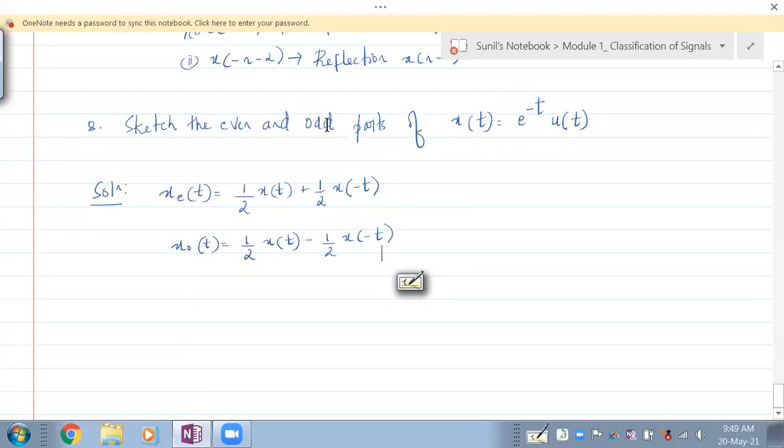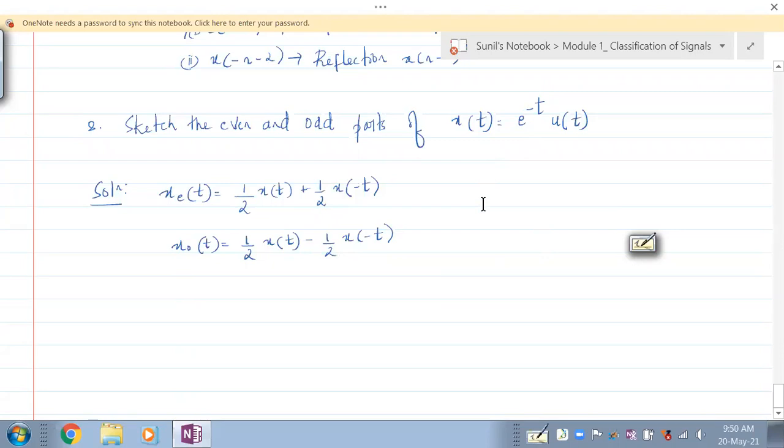Since we are asked to find the even and odd parts, we first need to write the equations for the even and odd parts. We take half of x of t and add half of x of minus t to it, so it is actually adding the signal and its reflection. For the odd part, it is subtracting the reflection from the signal, half of the signal. Understand that? So this is what one needs to do.